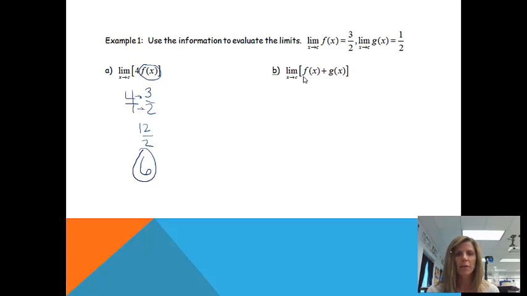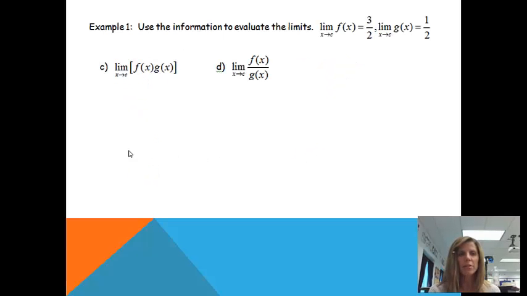Okay, the second one, notice I'm finding the limit as x approaches c of the 2 functions being added together. So I'm going to use the limit of each one separately first. The limit of f of x is 3/2. The limit of g of x is 1/2. And our property tells us if we have plus, we can just add those 2 answers together. So 3/2 plus 1/2 would be 4/2, which reduces to 2.